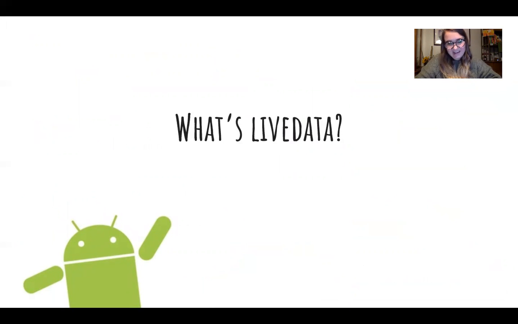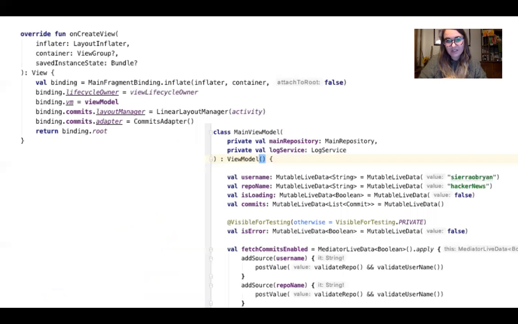So what's live data? Similar to what we just talked about, it wraps your variables in observability, essentially. So live data is a special type that can be observed. So it's data that's live, it's data that changes, and it's data that those changes can be listened to. So what does that mean for us in our code? So if we jump back over to our fragment and our main view model.